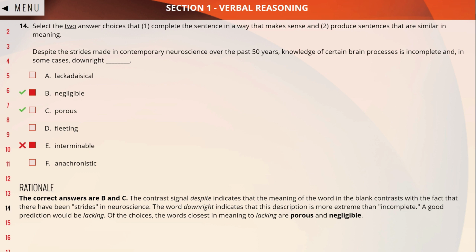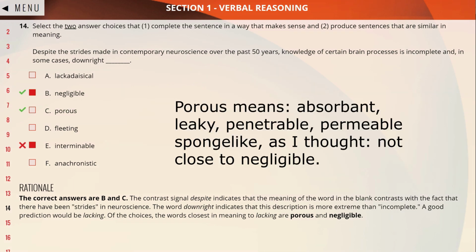Interminable, negligible and porous. The contrast signal "despite" indicates, yeah, a good prediction would be lacking. Yes, that's what I said, lacking. Porous means lacking. Okay, I'm just going to Google that quickly. Does porous mean you can flow through it, but does porous mean lacking? Porous means not secure. Yeah, I knew that. Not retentive. Permeable. Leaky. Yeah.